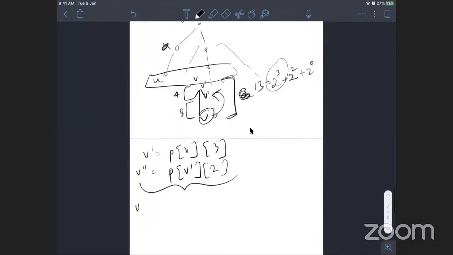And then from v double dash, you say v triple dash is equal to p of v double dash comma 0. 0 here because this is the binary representation. That's why I'm doing these specific jumps. And then you'll go till some node here, which is at the same height as node u.